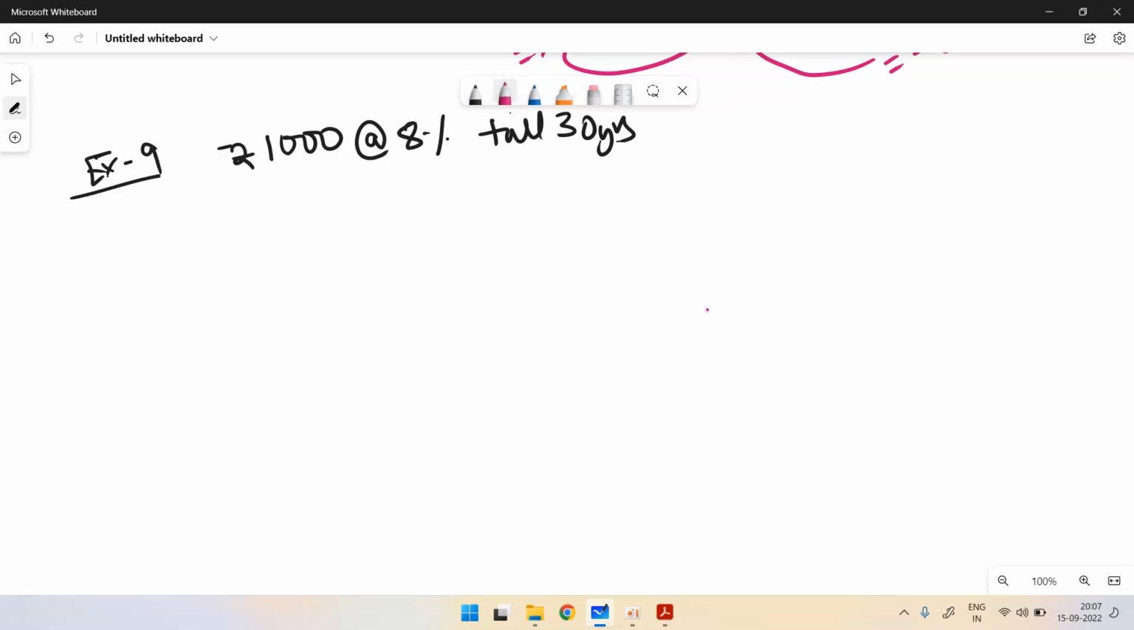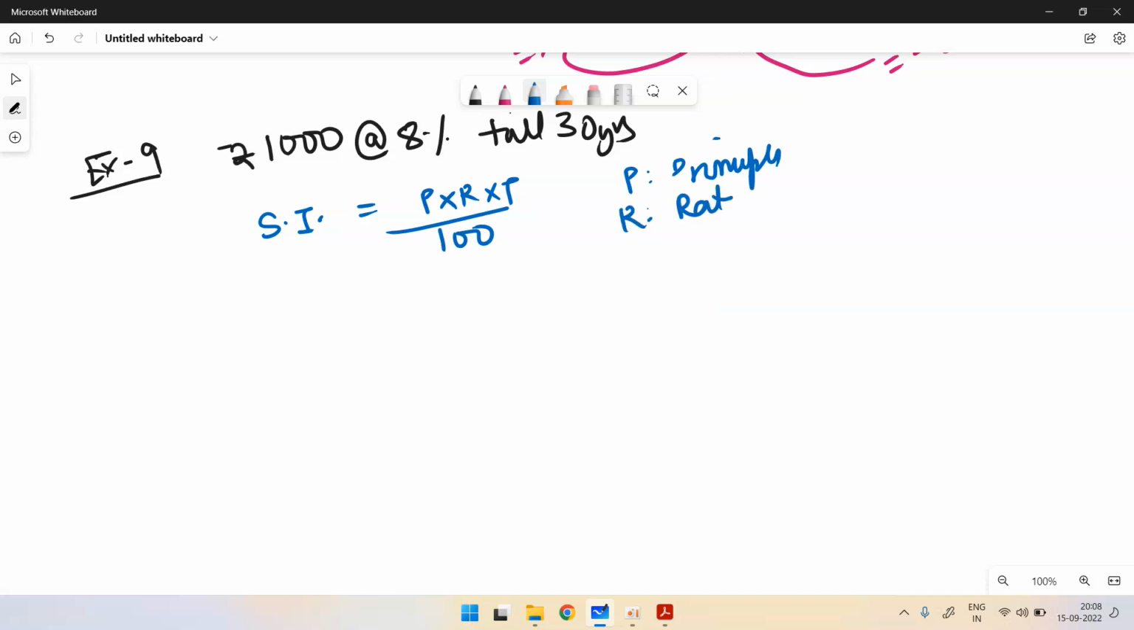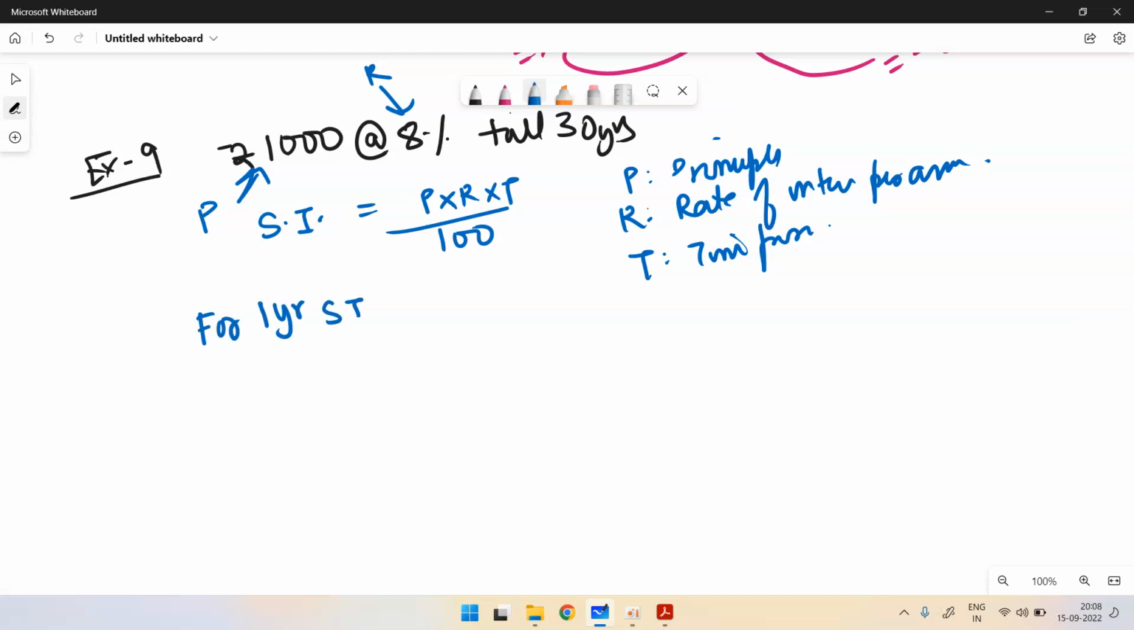Now you know the simple interest formula. Simple interest is P into R into T upon 100. P is the principal, R is the rate of interest per annum, and T is the time period. To find the simple interest each year, this is my principal, this is R, and T is 1 year. So SI1 will be 1000 into 8 into 1 by 100. If you calculate, the 100 is cancelled.